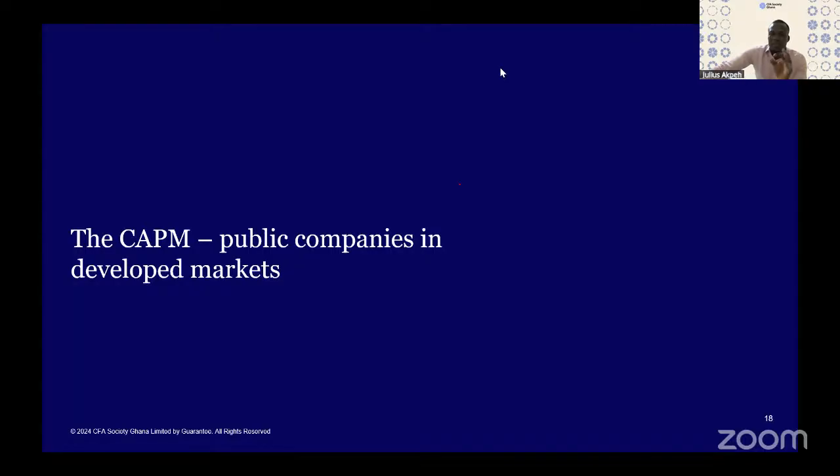And since Apple is a public company, and luckily Apple is part of the S&P 500, it becomes easier to do. So what we're going to do is use the CAPM, the capital asset pricing model, which I believe almost all of you have heard about before. That is the model we're going to use to predict equity return. But we're going to do the prediction for public companies in developed markets. When we are done with public companies in developed markets, then we will adjust that to get private companies in developed markets. Once we get that, we then adjust again, and finally we will get to emerging economies like Ghana. That's what we're going to be doing.